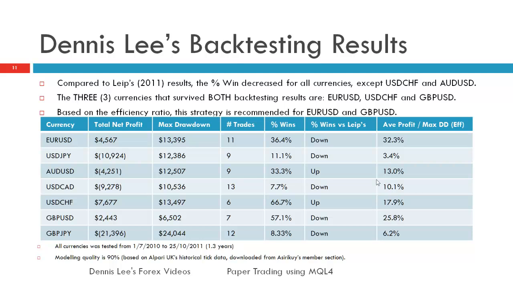In my results, we performed the backtesting from 1st of July 2010 to 25th October 2011. Compared to LIP's results, the percentage win decreased for most currencies. The 3 currencies that survive both backtesting results are Euro USD, USD Swiss, and the Pound USD. Based on the efficiency ratio, this strategy is recommended for Euro USD and Pound USD.